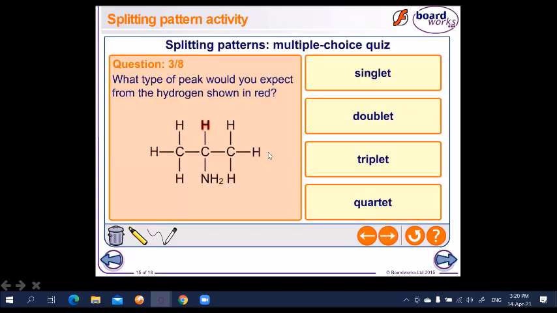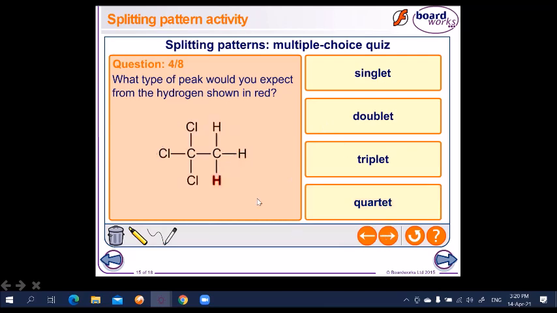Next, what would you expect from this hydrogen in the middle here? It's symmetrical, so you could really go either way. So I could go this way. The adjacent carbon to this one is this one. 1, 2, 3, right? This is not a carbon, so we don't care. 1, 2, 3 plus itself, that would be 4. So it's a quartet.